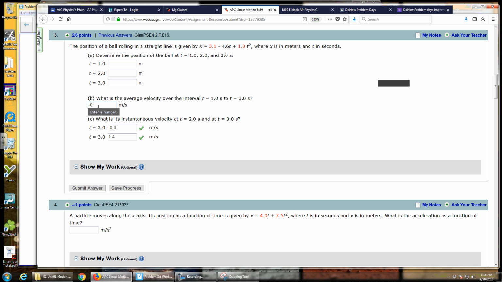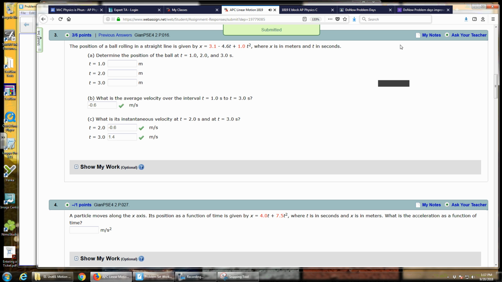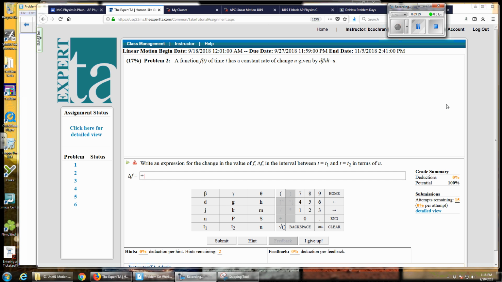So engines up and running. 2, 1, 6, 5. Three engines up and burning. 2, 1, 0.